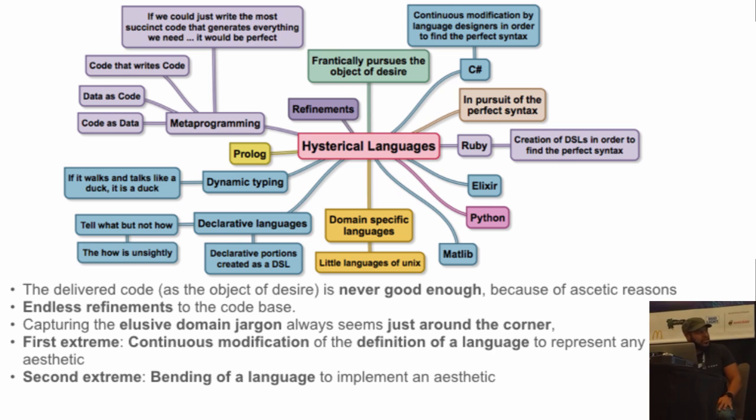The first extreme is continuous modification of the definition of the language to represent any aesthetic, right? That's why I have C# in this category. When closures, not the language but the abstraction, became popular, maybe 2005 or 2007, they bolted closures onto C#. It didn't have the capability to do a closure, but the designer has said that with closures and other things, he wants to be able to encompass whatever new trend comes his way. And he likes that kind of thing.